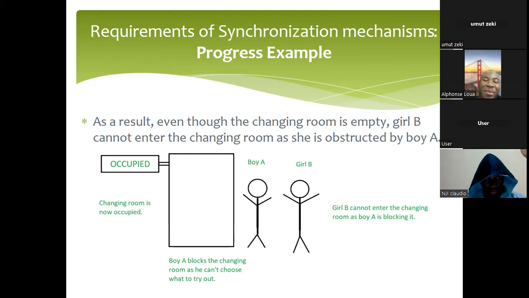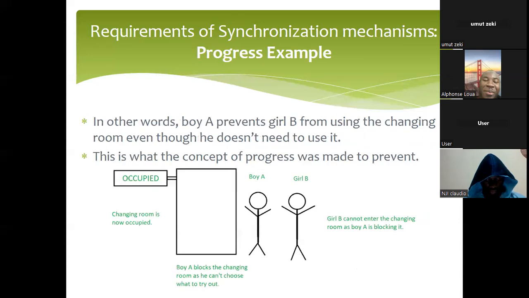Okay, so progress should solve this problem. We'll say, boy A, okay, just sit there, think about what you have to try, and then come back. So progress is a kind of mechanism in the operating system that ensures this situation will not happen. I hope you got what I am trying to say.